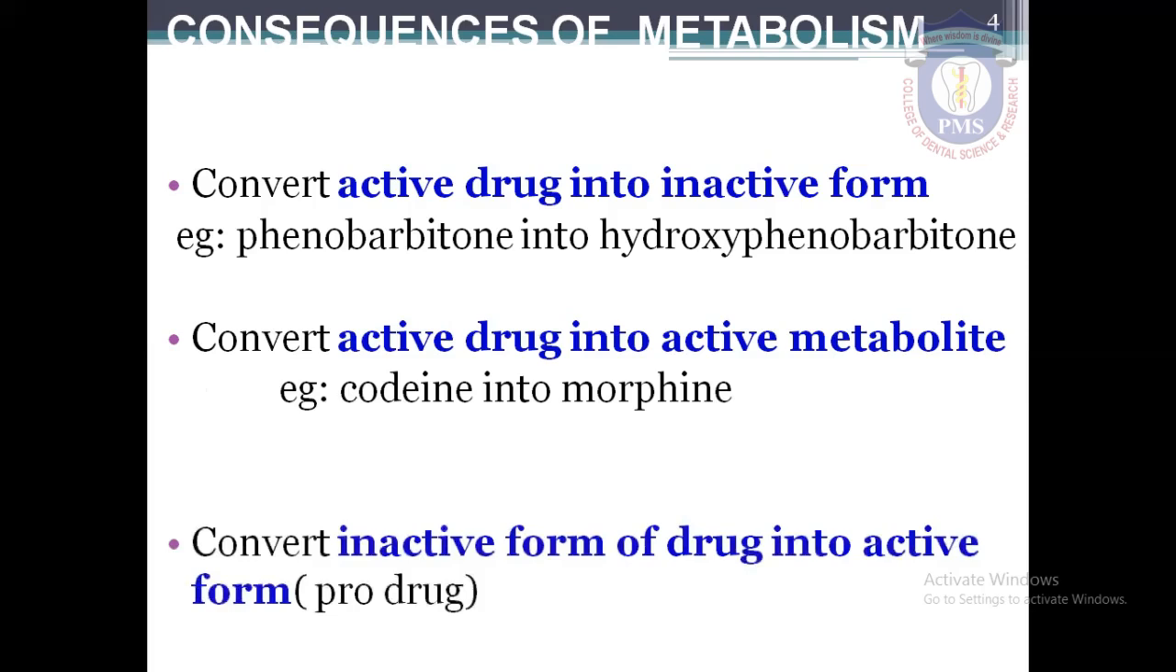Sometimes there is conversion of an inactive form of a drug into an active form. These types of drugs are known as prodrugs. For example, levodopa is converted to dopamine. Levodopa is used for the management of Parkinsonism.